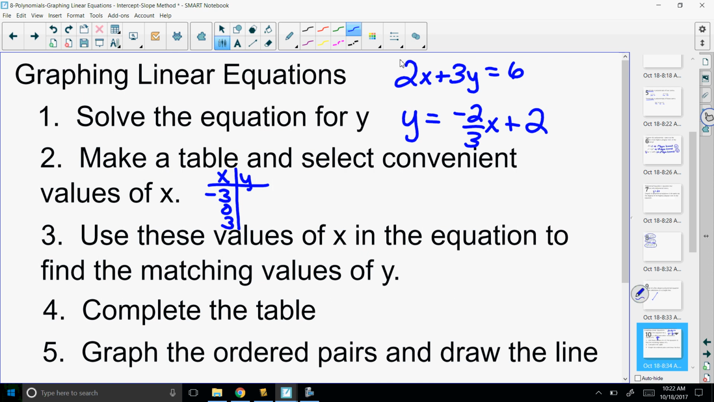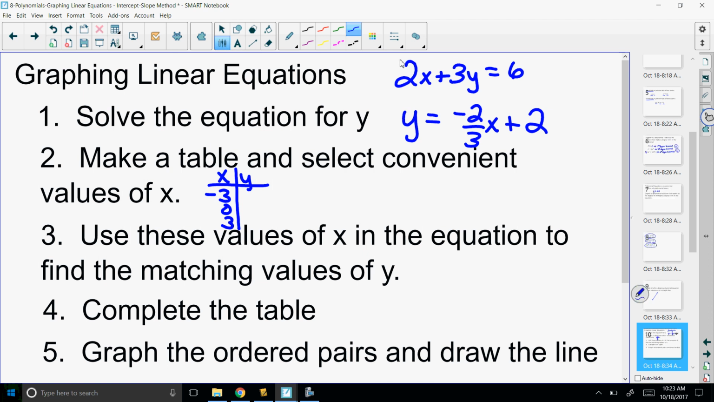If I pick 1 for this example I have up here, I'm going to get a fraction involved, and fractions are going to be hard to graph. So since I had a denominator, I picked the positive and the negative of that denominator value. And 0 is always easy.